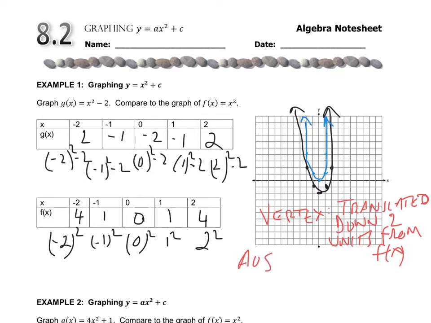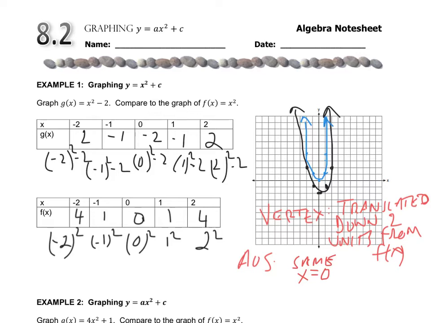Axis of symmetry, it's the same. That hasn't changed. We are still working on the same axis of symmetry. So let me just erase this and try that again. The axis of symmetry is the same. And remember what that is, that imaginary line that goes right through the middle. In this case, x equals 0.